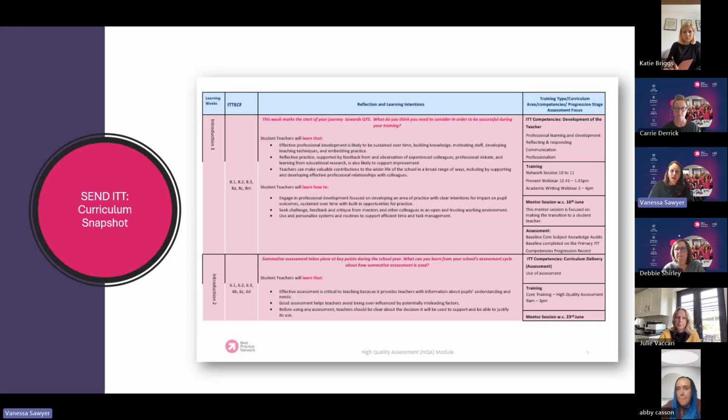So the primary and the SEND do look very similar because the SEND programme is based upon the primary phases. So that is why there is similarity between those two programmes.